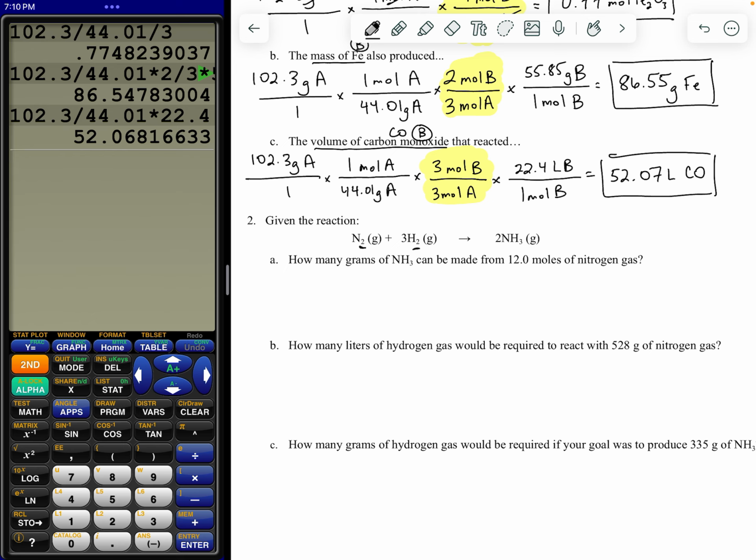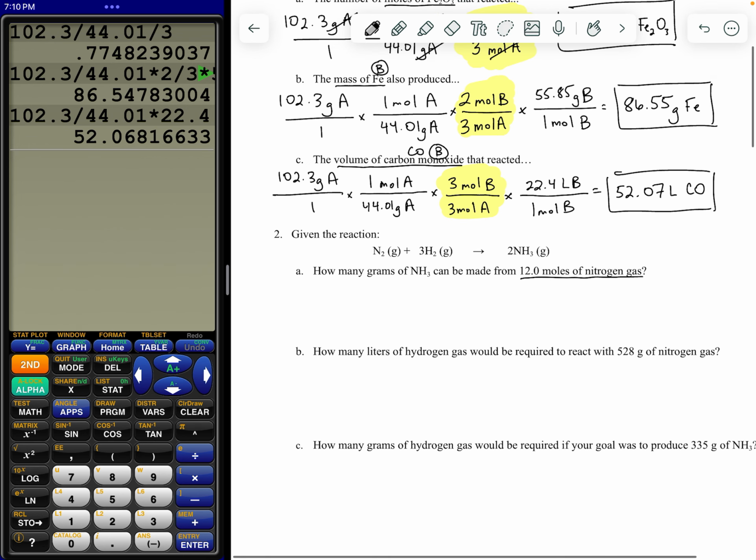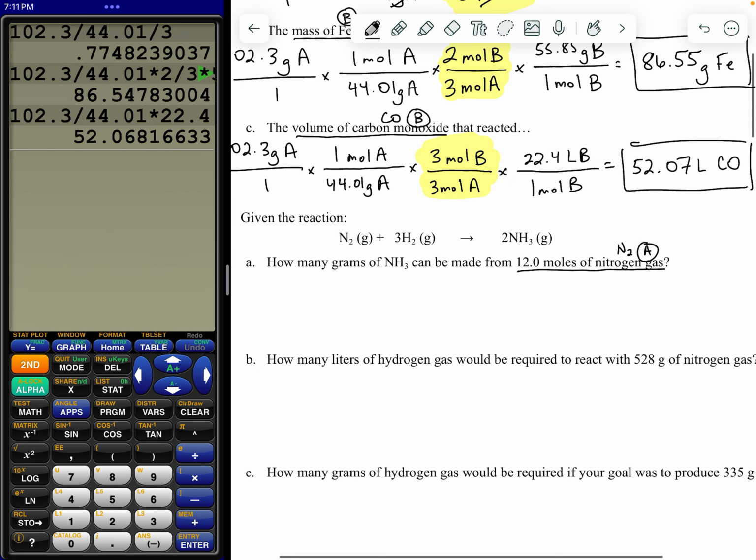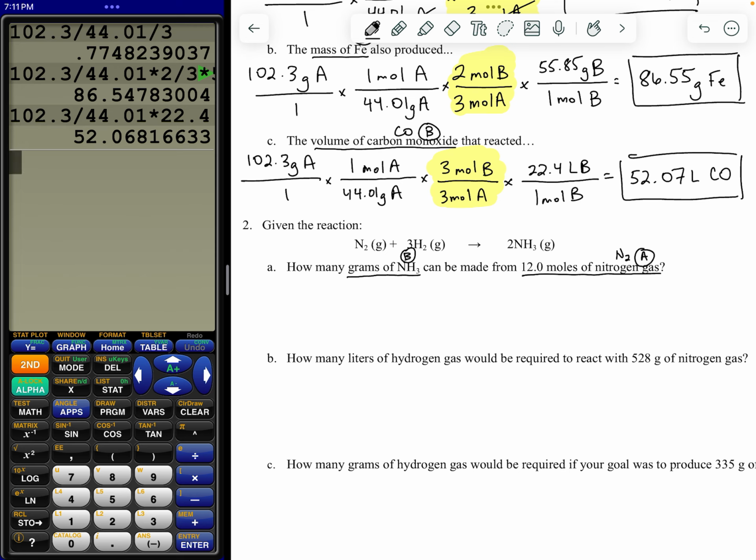So stoichiometry, the process is really just about identifying what you are starting with, not just to know what number you begin the problems with, but also what unit and substance in our balanced chemical equation we're working with. So in this case, nitrogen gas is N2. This is going to be A because that's what I have a starting amount for. And I am looking for grams of NH3, which in this case is our B, our ending point.